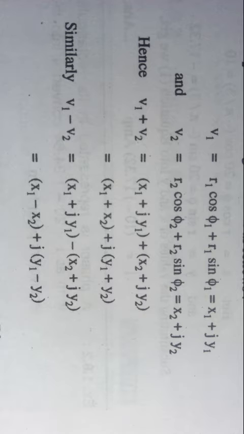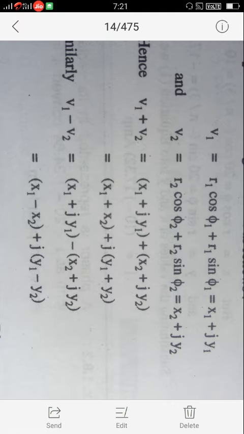Now the addition of these two phasors is done as phi1 plus phi2 is equal to x1 plus jy1, this is v1, and x2 plus jy2, this is v2. In the next step we add x1 plus x2, that is the active part, plus, in another bracket, j times y1 plus y2.